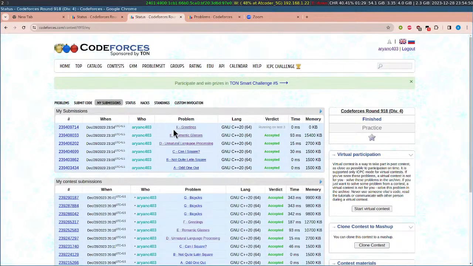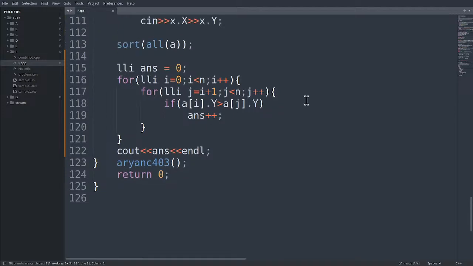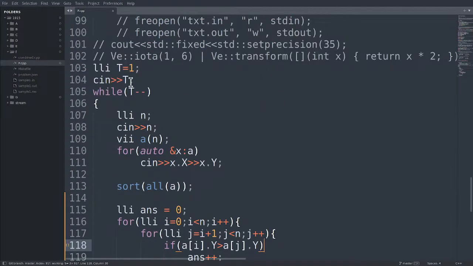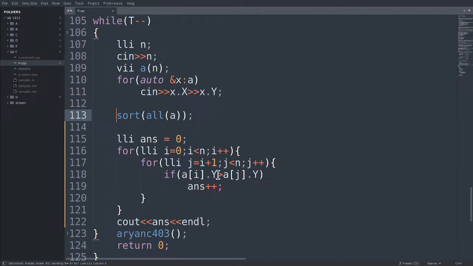Okay, sorry. I can open my code again. I first read the number of test cases, then read the input e, and then read all the points. Then I sorted all the points such that x is in increasing order. That was the first part. And then I ran a for loop where i equals 0, i less than n, i plus plus.